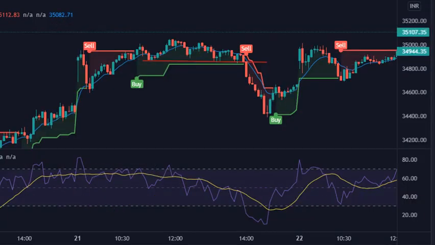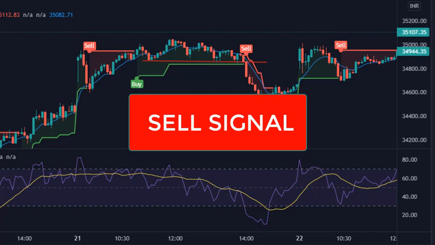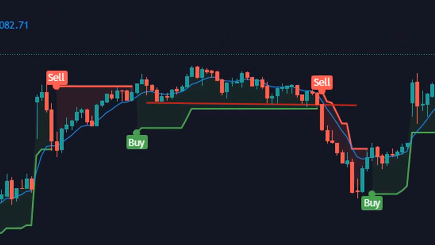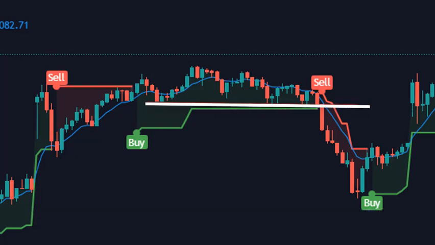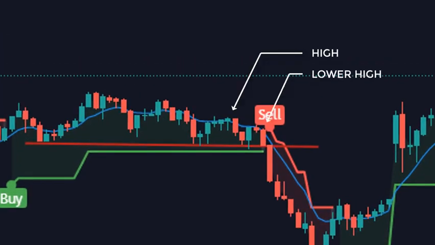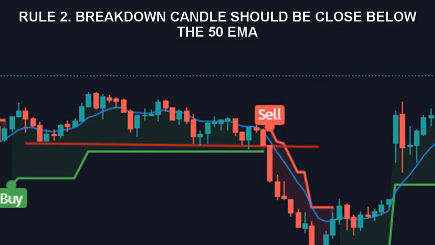Let's see some examples. On 21st December in Bank Nifty, we got a sell signal as per our strategy. As per our selling rule, first we have to find a trend line breakdown with the formation of high and lower high. This is the trend line, this is the formation of high and lower high, and this one is a breakdown.